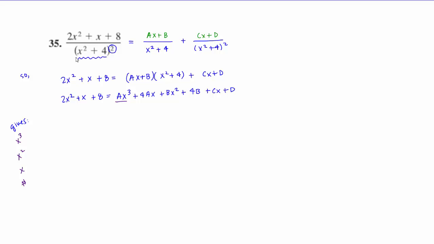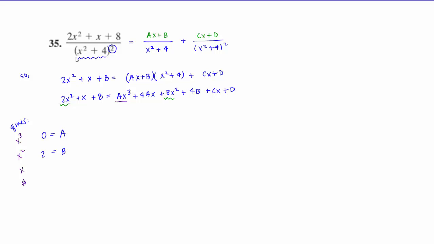The x cubed coefficient on the right was only a, and on the left-hand side there were none, so we get that 0 equals a. Then we will look at the x squareds. On the left-hand side we have 2. On the right-hand side there is Bx squared. So now we have that 2 equals b.